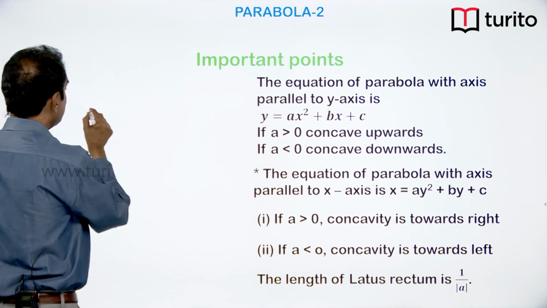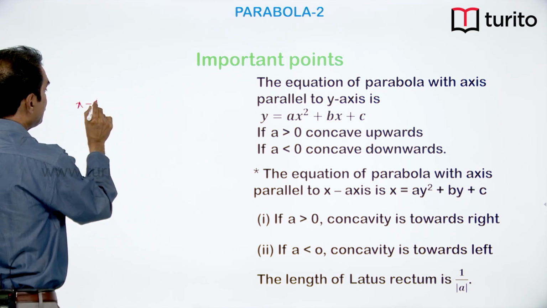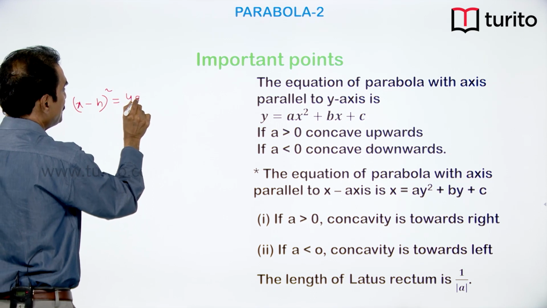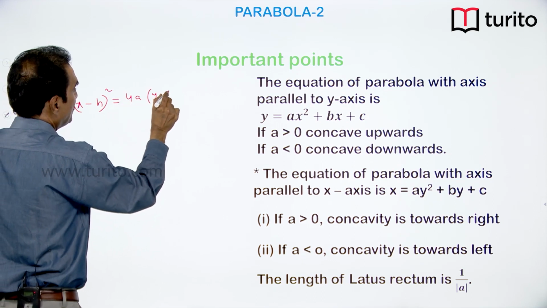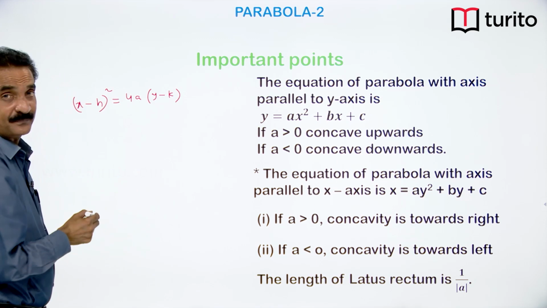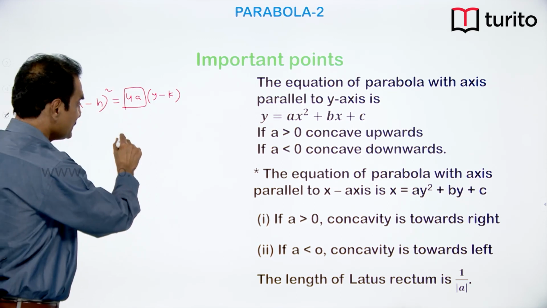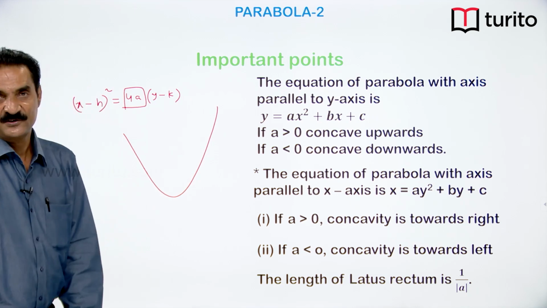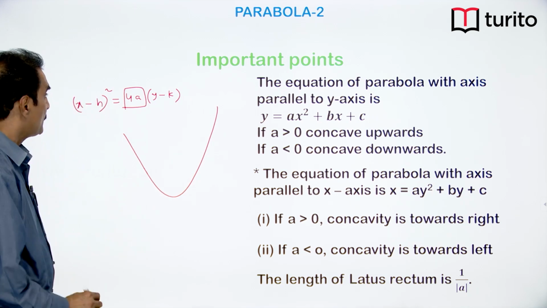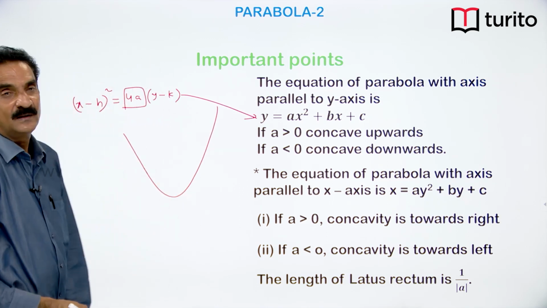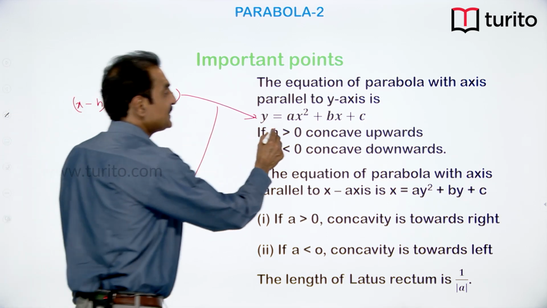If the parabola is (x minus h) whole square is equal to 4a into (y minus k), the length of the latus rectum is 4a, and its axis is upwards. Now, if it is reduced to this, then what will be the length of this latus rectum?